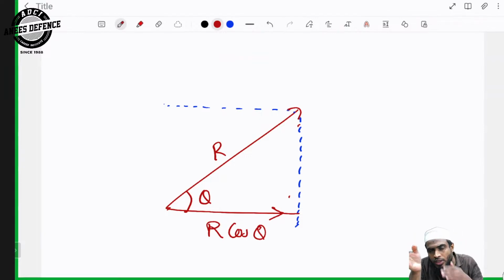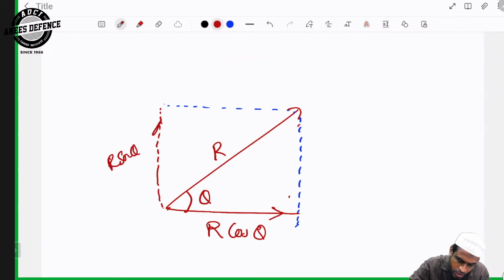That R, the projection of R on the base, that is R cos theta. And this will be also this much length. This can be represented as R sin theta. This is R sin theta and this is R cos theta. So this is resolving a vector into two perpendicular directions. Resolving a single vector into two different directions.